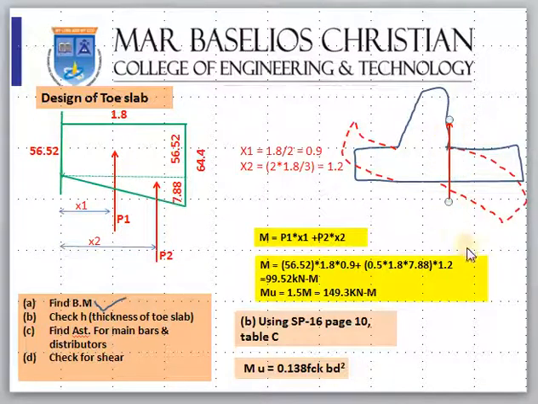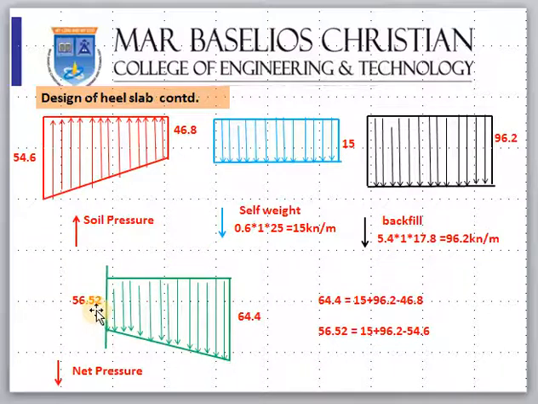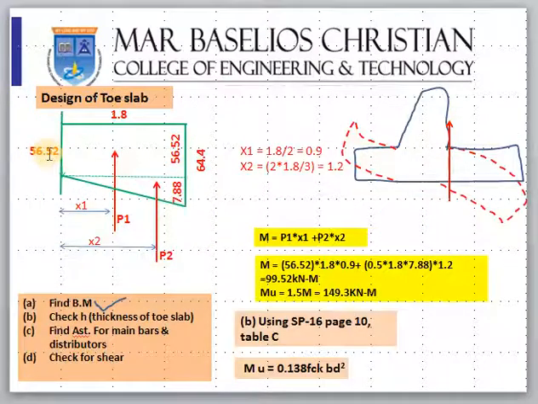This point, okay, here. In the previous figure we have seen it is 56.52, and here overall it is 64.4. So if I divide into rectangle and triangle, this is also 56.52, this is the same, this will be 7.88, right? Yeah, 7.88. Okay, so the rectangular portion, the load will be acting at the CG.